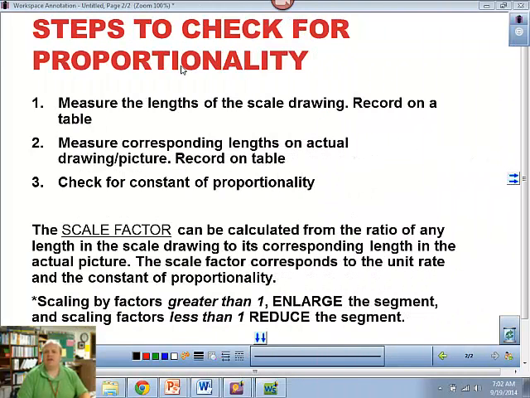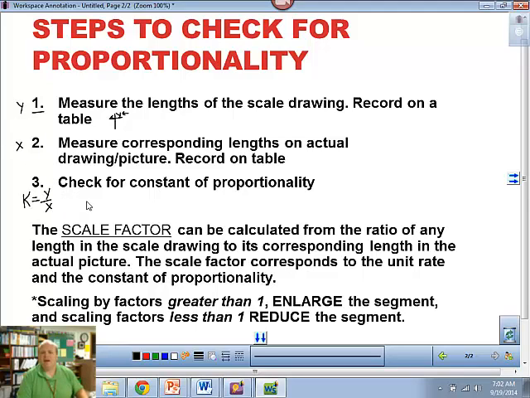When we're using scale drawings, there are some steps you need to know to check for proportionality. The first thing is I want to measure the lengths of the scale drawing, and I'm going to record those onto a table. That's that XY table. Okay? Remember, Y is my scale drawing, so this would be my Y, this would be my X. Measure the corresponding lengths on the actual drawing and record that on a table. Then I'm going to check for proportionality, where K equals Y divided by X. None of this has changed since we started.